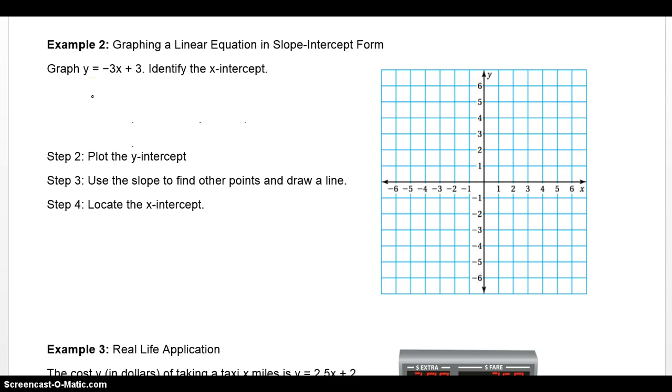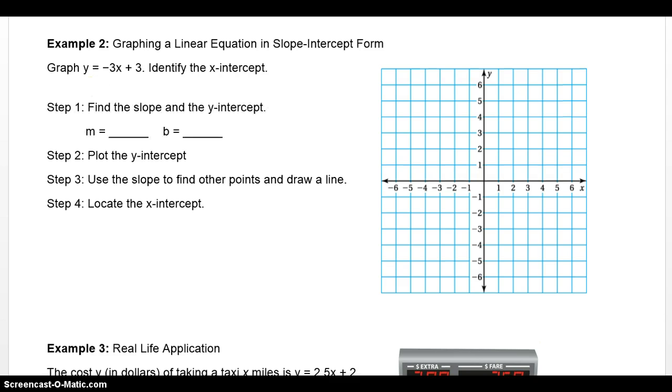Just a minute. Okay, here goes. So we're going to do the same thing. Step 1, find the slope and the y-intercept. So the first thing we do is look up at this equation, y equals mx plus b. What is m? Negative 3.